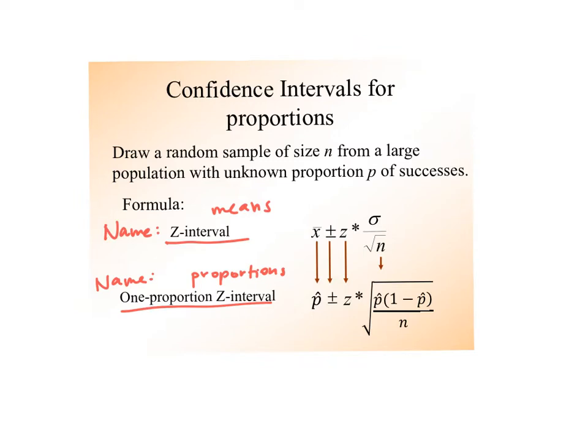And along with that name goes a formula. Notice the changes to the formula though. Instead of x bar, we're going to be using p hat. We still have plus and minus. We still have the z value. And look how the standard deviation changes. It changes from sigma over the square root of n to the square root of p hat times 1 minus p hat over n. Okay?